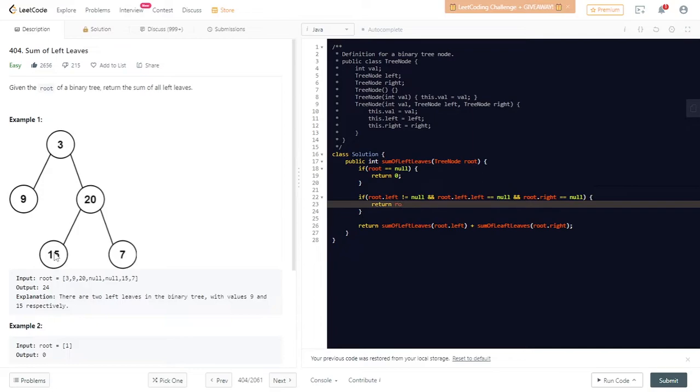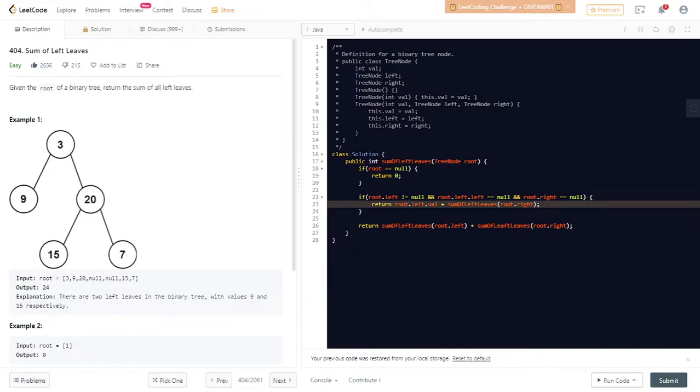Anyways, return root dot left dot val, the value at the left subtree, I will explain, don't worry, plus sum of left leaves root dot right.